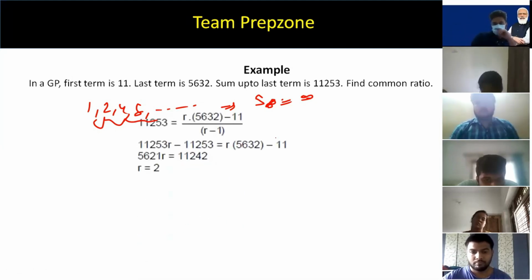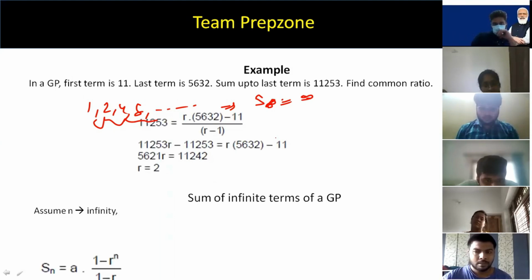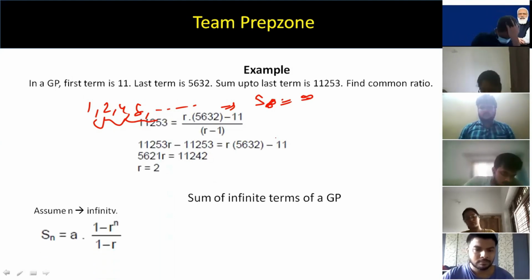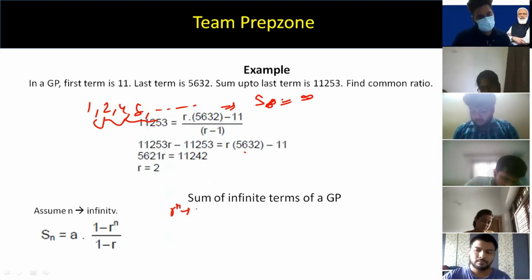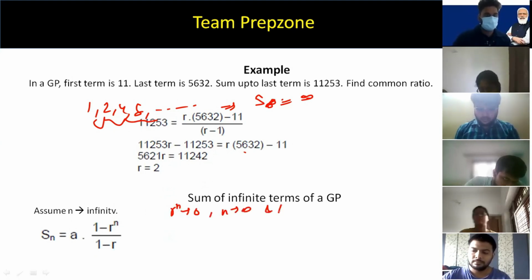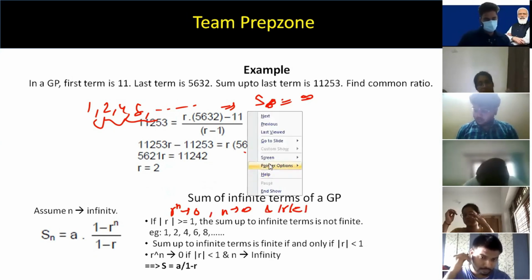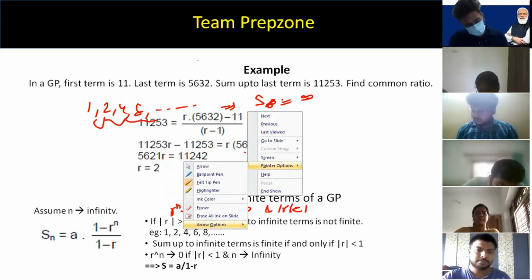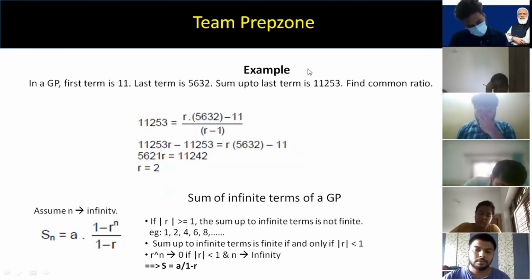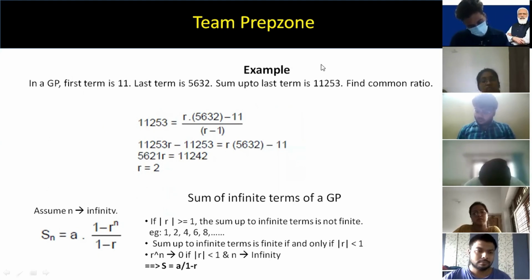Okay? So if you know limits, you are actually applying limits here. R to the power n will converge to 0 if n tends to infinity and mod R is less than 1. Clear? So the sum will be A upon 1 minus R if mod R is less than 1. Always remember this thing. It's an important, tricky thing that comes in data sufficiency questions, DS.